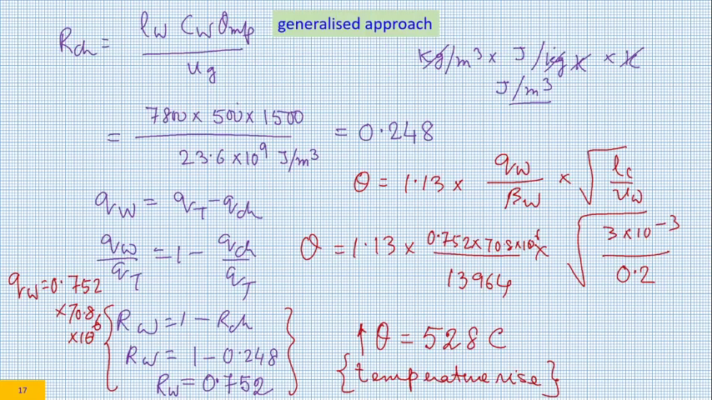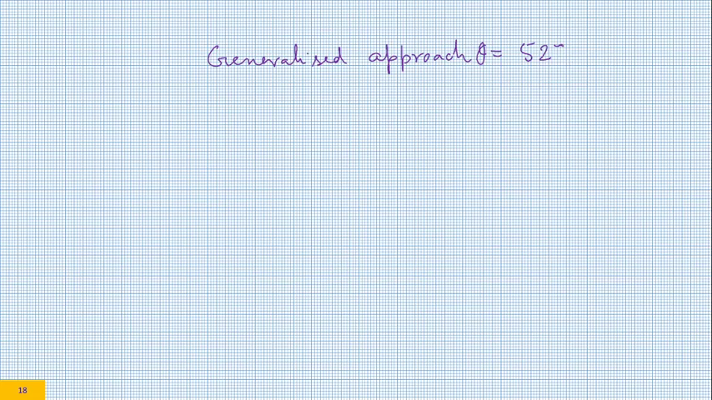Where is this particular estimate coming from? So this estimate is coming from one is generalized approach. There we are getting a temperature rise of 528 degrees centigrade, and in Malkin's approach we are getting theta equal to 519 degrees centigrade.